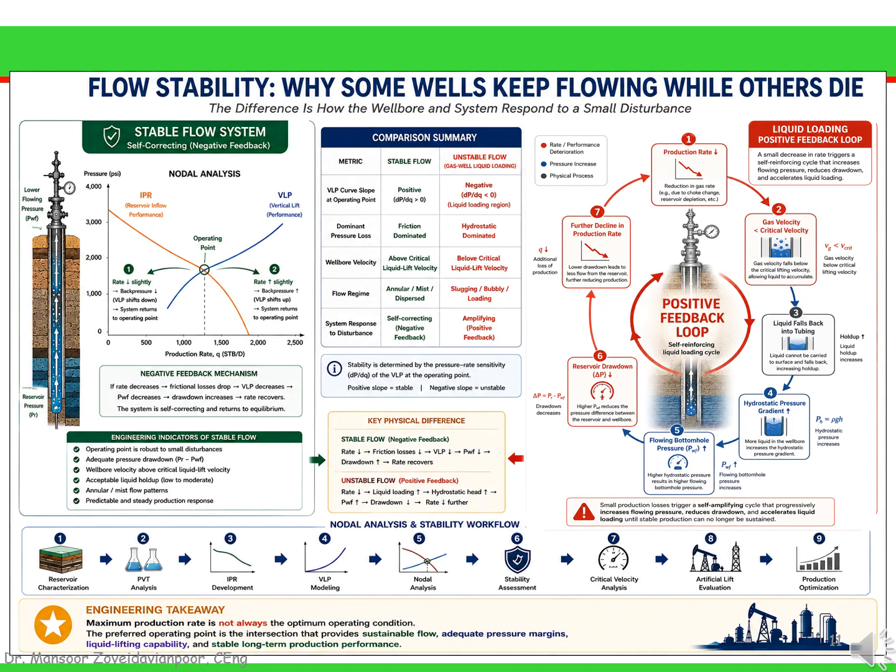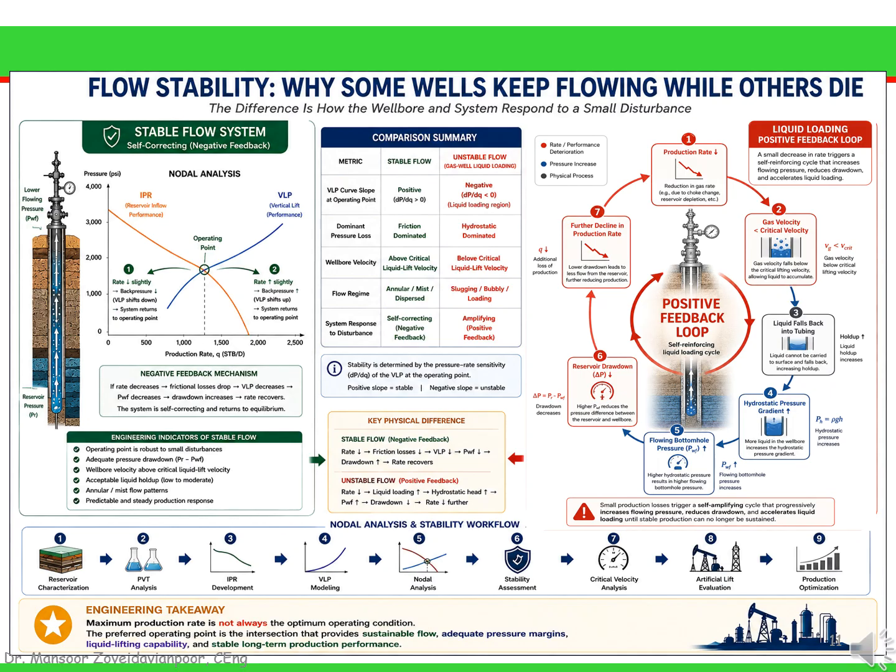Now compare that with the gas well on the right. The same small reduction in production produces the opposite response. Gas velocity falls below the critical velocity needed to carry liquids. Water begins to accumulate in the tubing, increasing the hydrostatic pressure. The flowing bottom hole pressure rises, drawdown decreases, and production falls even further. Instead of correcting the disturbance, the well amplifies it. A small problem becomes a large one. This is positive feedback, and it is the mechanism behind liquid loading, severe slugging, and the eventual loss of natural flow.